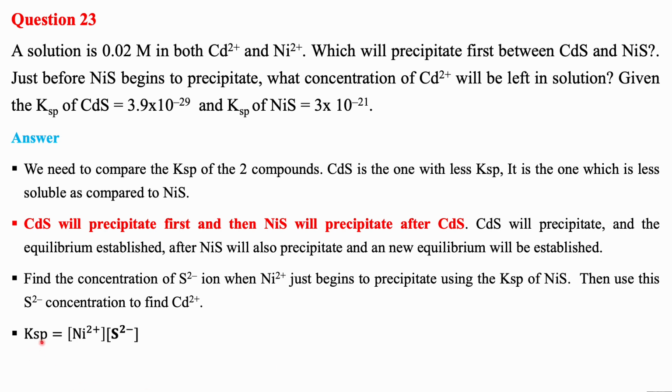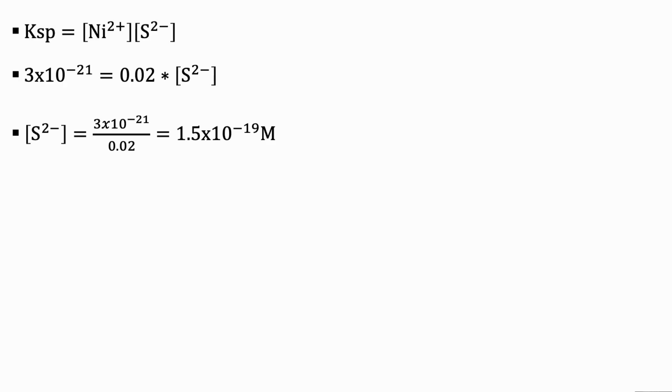So here then we have the Ksp for the nickel sulfide. So we determine how much of the sulfur is required to precipitate the second ion, which is nickel. So we calculate it, and then we obtain the concentration, which is equal to 1.5 times 10 power negative 19 molar. So this is the amount of the sulfur which is required to precipitate the second ion, which is nickel.